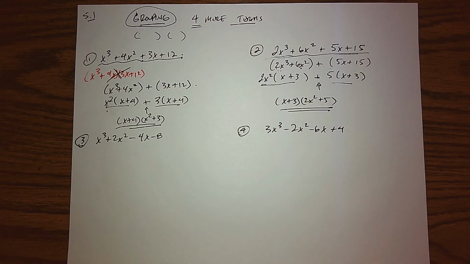What's challenging is when there's a subtraction. Now remember back in chapter 4, when we subtracted polynomials, we had to change the sign behind it. And then just when we were talking about a GCF, when I factored out a negative, I had to change the signs behind it. So be careful of that.